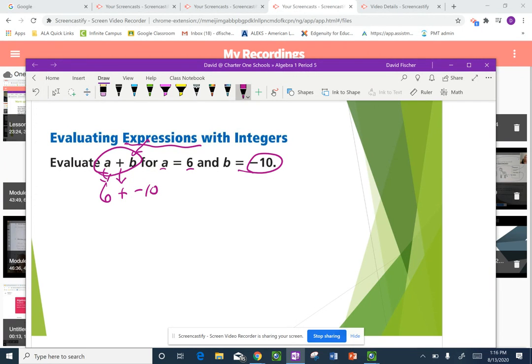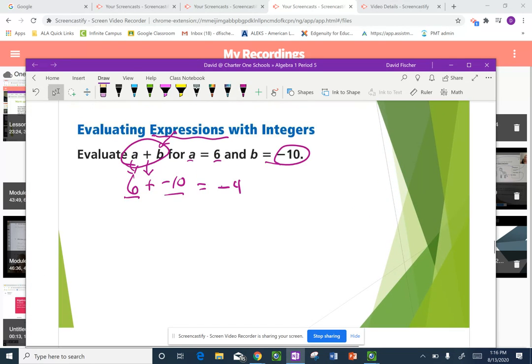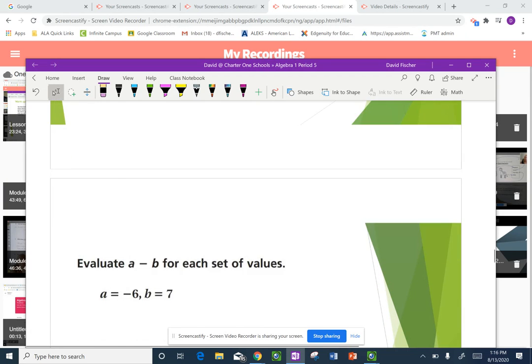So again, I'm looking at my integers here, my math problem, and I see I have positives and I have some negatives. I have some more negatives than I do positives, so I know my answer is going to be a negative. And when the signs are different, we take the difference between the two. 10 take away 6 is 4, negative 4. All right.